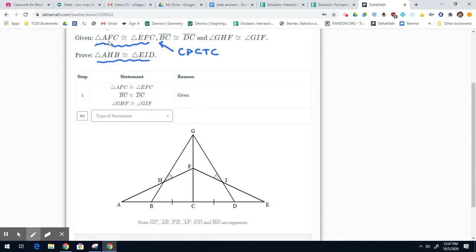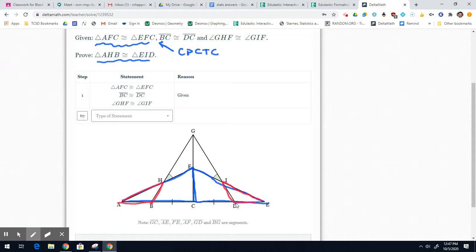So let's go ahead and highlight some of these triangles. Where's AFC? AFC is right here. Okay. And where is EFC? EFC is right next to it. So it's these two triangles, right? So that's the two triangles to start with that we know are congruent. And then we have to prove that AHB, so this triangle, is congruent to EID, this triangle.